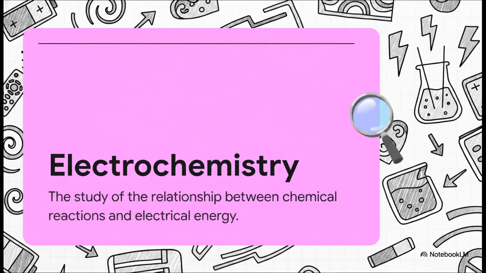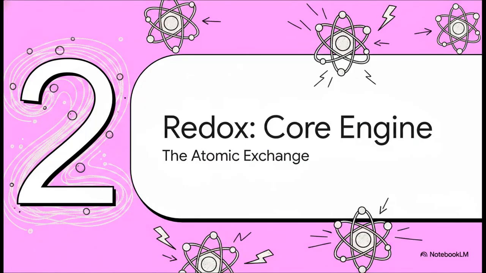Okay, let's kick things off with Section 1, the power of electrochemistry. At its core, electrochemistry is basically a two-way street. Down one side of the street, you have spontaneous chemical reactions being harnessed to create electrical energy. Think of the battery in your TV remote. But then, down the other side of the street, electricity is used to force chemical changes that just wouldn't happen on their own. We call that electrolysis. So really, chemistry creates electricity, and electricity creates chemistry. The ultimate two-way street.